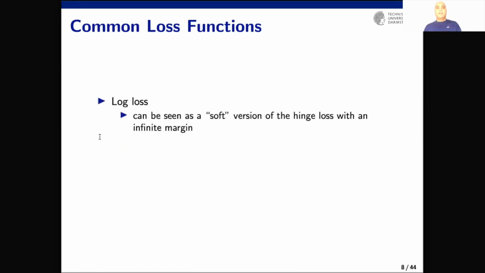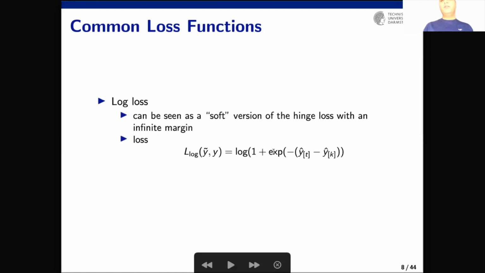Okay. The other common loss function is log loss, which can be seen as a soft version of the Hinge loss with an infinite margin. So the input to the log loss is the output score of the network, the output vector of the network, and true labels. And what we do, instead of defining a margin of one, we just plan to maximize the difference between these two.